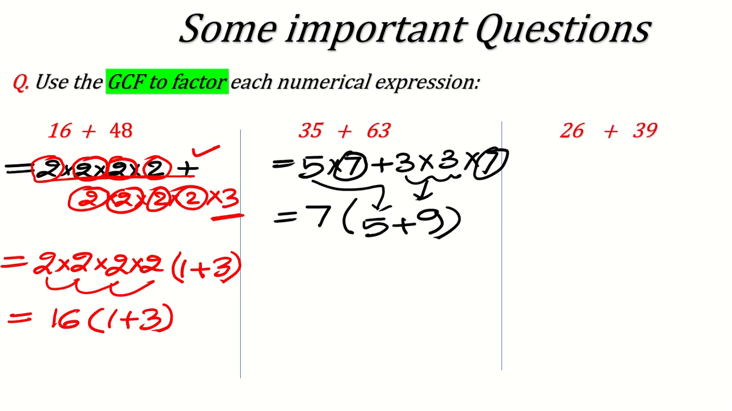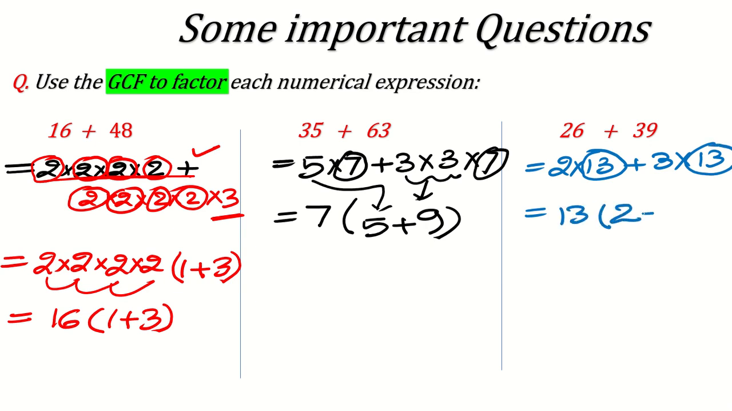Next is 26 plus 39. So how you will factorize 26 plus 39? Let's talk about this. This is 26 means 2 multiply 13 and 39 means 3 multiply 13. See, students, the more you do the practice, the more you will be very fast and very accurate in such calculations. Okay. Now, you can see here 13 is common at both the places. So 13 will be taken out. In bracket you will have 2 plus 3. So this is the answer.